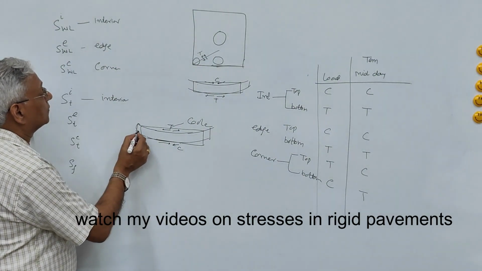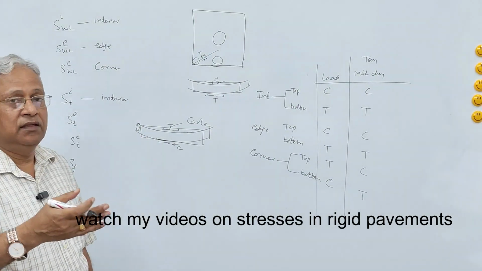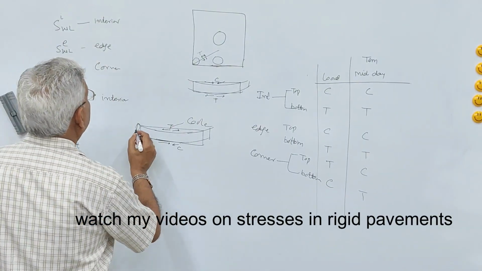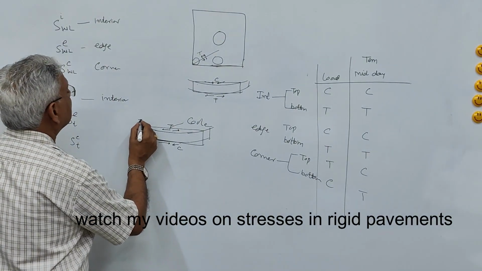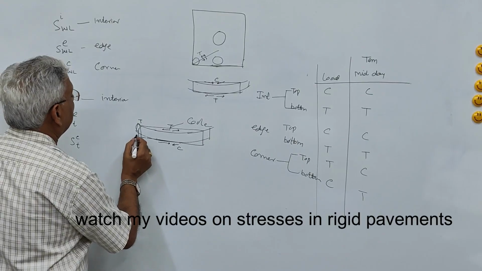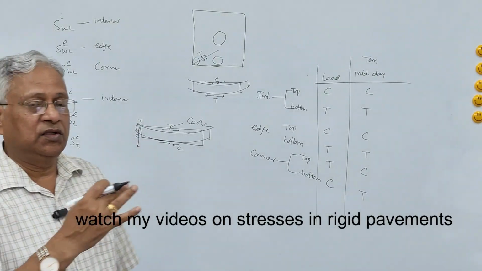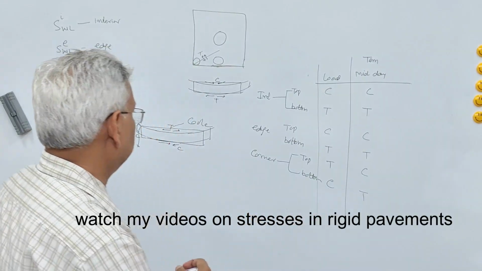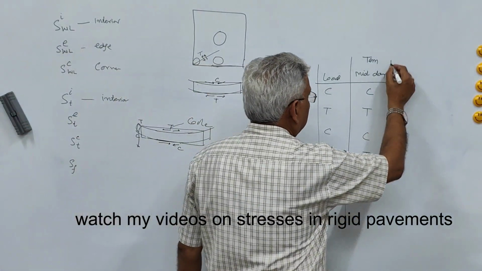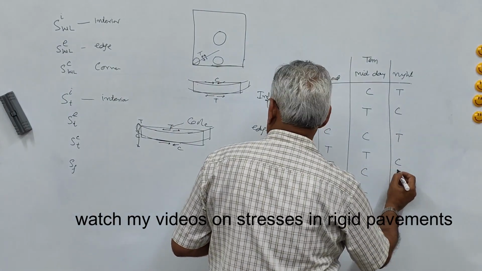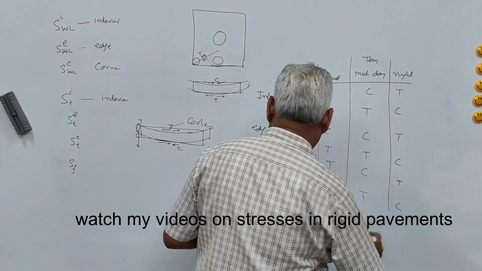Now here the corner will leave the base. They will hang, and because of their own weight, there will be tension here and compression at the bottom. So it is just the reverse of what you observed during daytime. So during night: tension, compression, tension, compression, tension, compression.